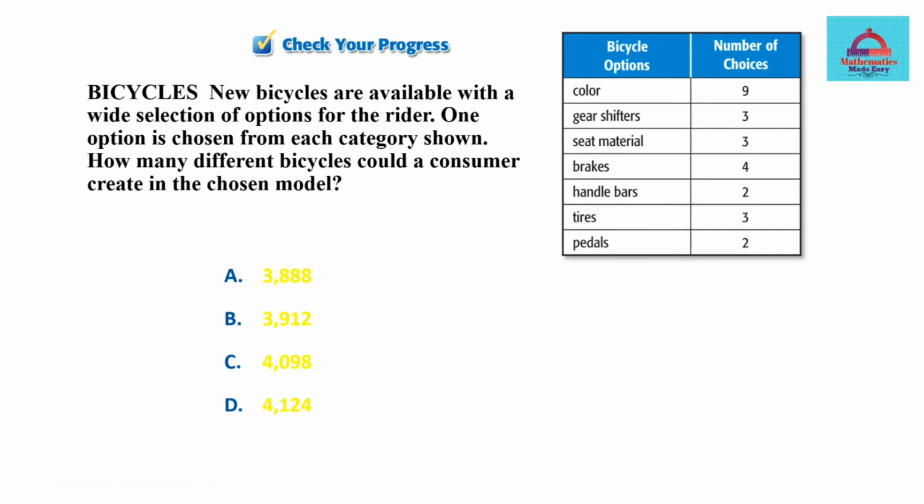So if you look at the options here carefully, again you will follow the same process: 1, 2, 3, 4, 5, 6, and 7. So there are 7 stages, and for the bicycle options there are various options that you can look at for each stage from the table. For the first stage, the color, you have 9 options. For the gear shift, 3 options. Seat material, 3 options. Brakes, 4 options. Handlebars, 2 options. Tires, 3 options, and pedals, 2 options.